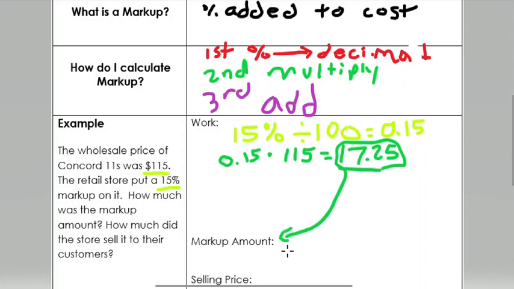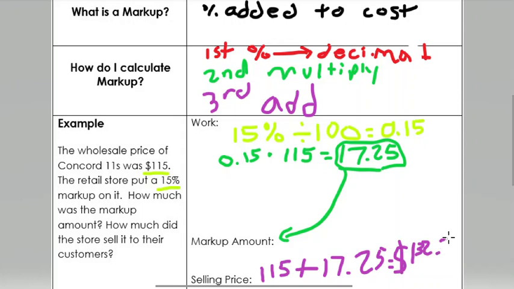So how do I find my total amount? I got to take my original price of 115 and add my markup amount of 17.25. And when I do that, I do 115 plus 17.25, I get $132.25. So that is my final cost. That's how much the store is going to charge me. So Nike sold it to the store for $115. The store raises it 15%. That's how much they charge for it, $132.25. Try the example below.